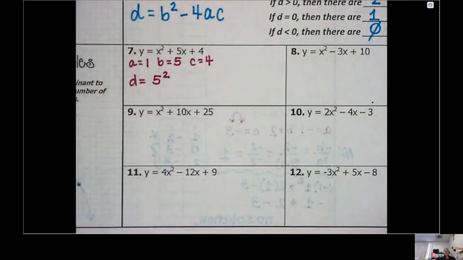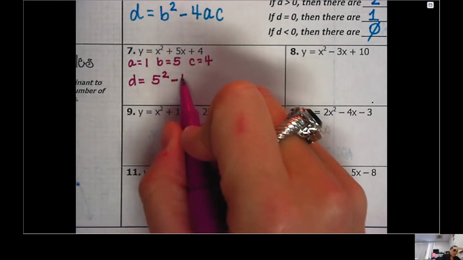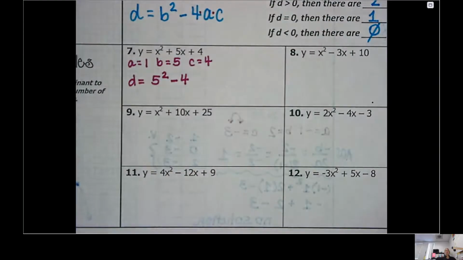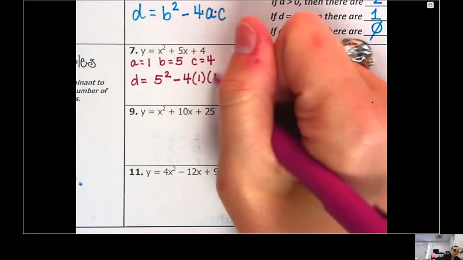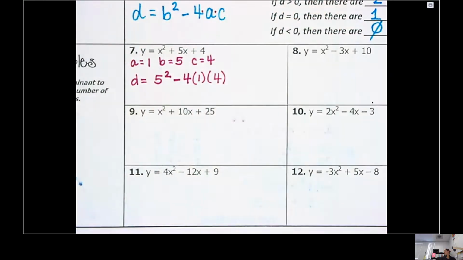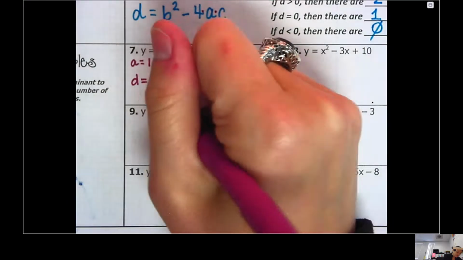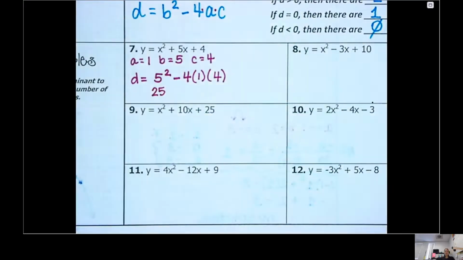For the B value, 5 squared minus 4 times A times C. So this is multiplication. So 4 times 1 times 4. Good, 4 times 1 times 4. And then it's just a little bit of algebra. Which piece should I do first? The squared. What is 5 squared? 25. Now this is where you might want a calculator.